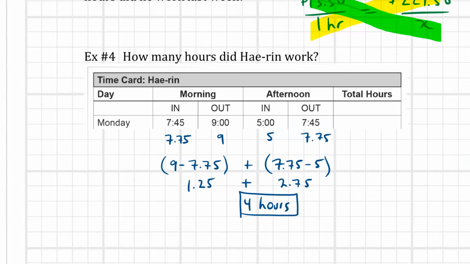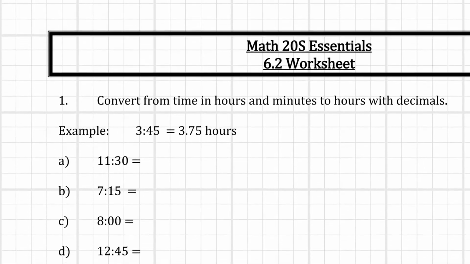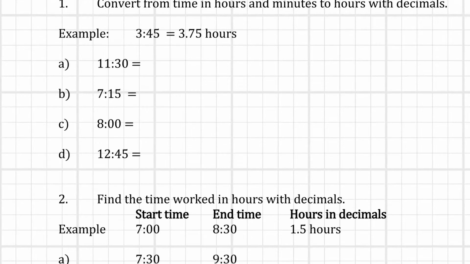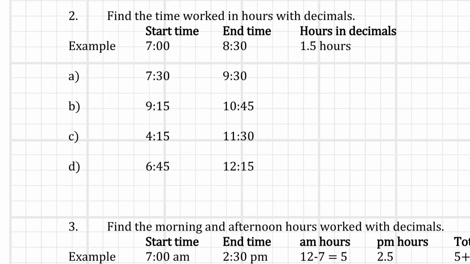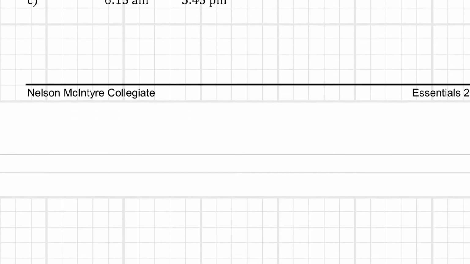Okay, so those are your 4 examples. And here's your worksheet. So number 1 is convert the time in hours and minutes to hours with decimals, and I did an example. And then start time, end time, just to figure that out, and those would all, I think, be pretty easy. D is a little bit of an interesting one. And then, yeah, I think you'll be good with these.